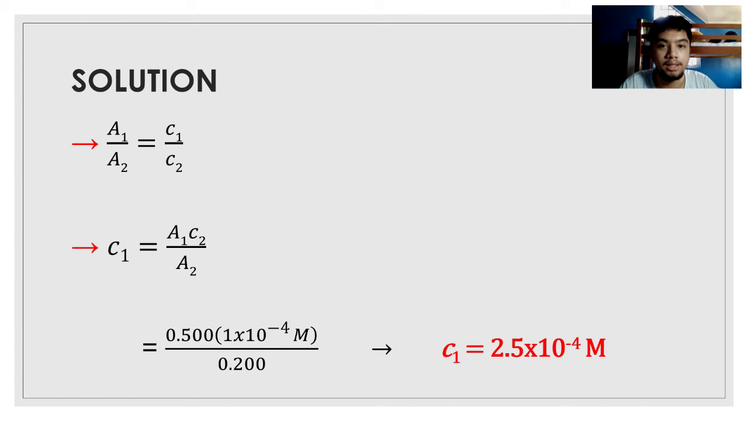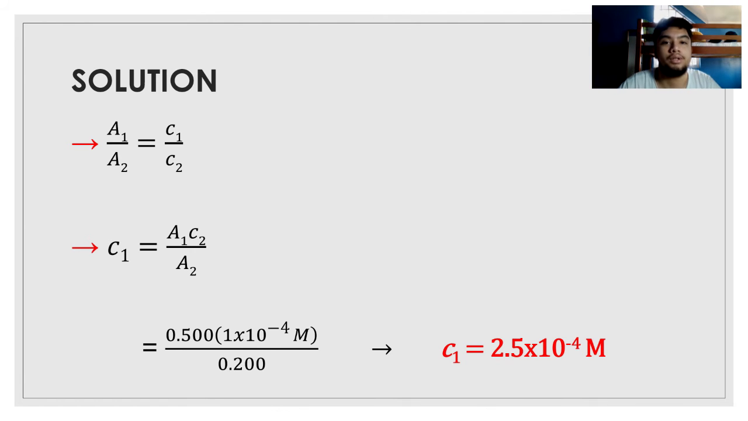Then by substituting the given, we can tell that 0.5 times 1 times 10 to the negative 4 molarity all over 0.2 will be equal to 2.5 times 10 to the negative 4 molarity. So that is the concentration of the unknown sample.